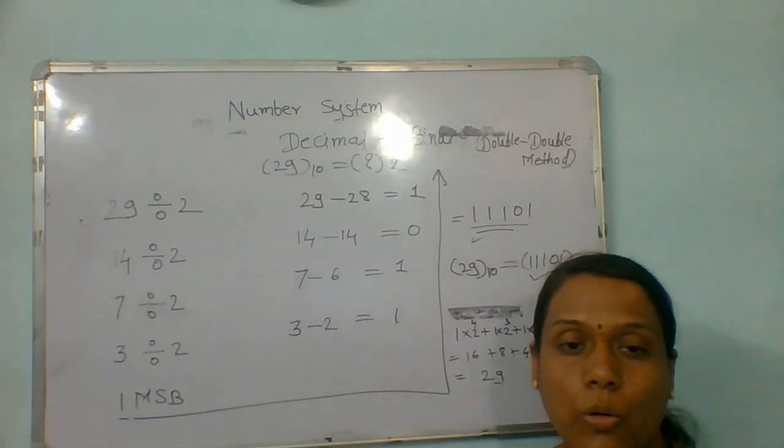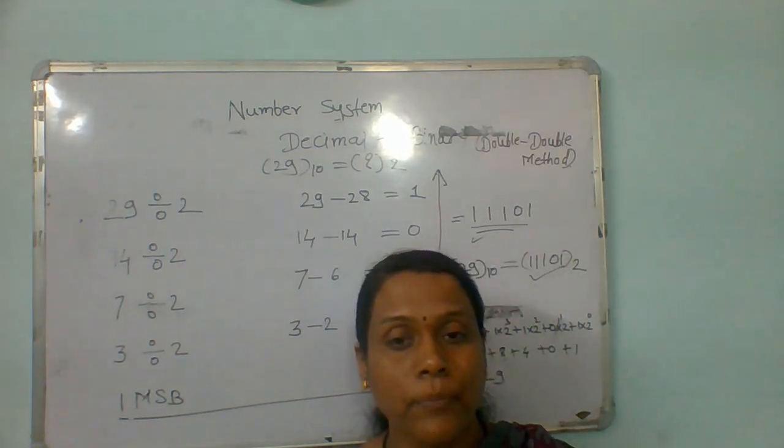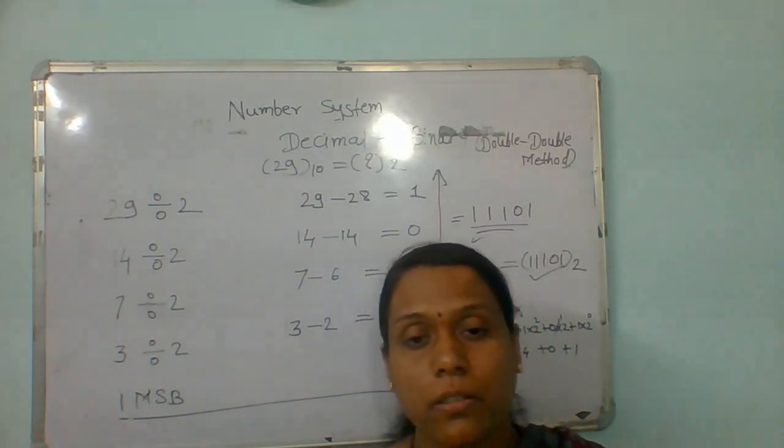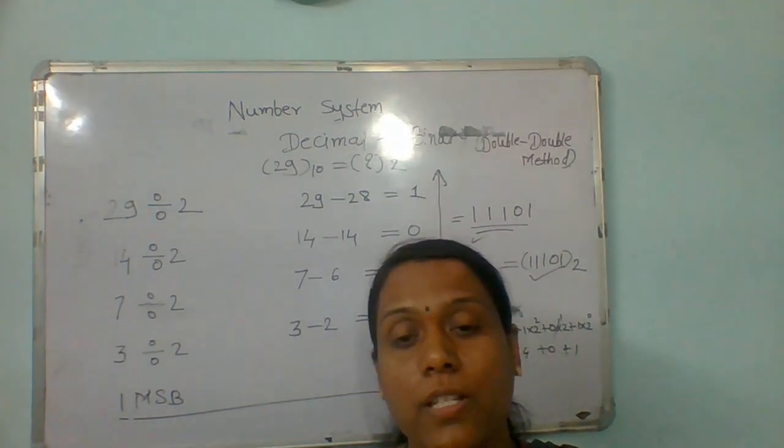So this is the way to convert a decimal number into binary. We have to follow the double method. So this is about this conversion.